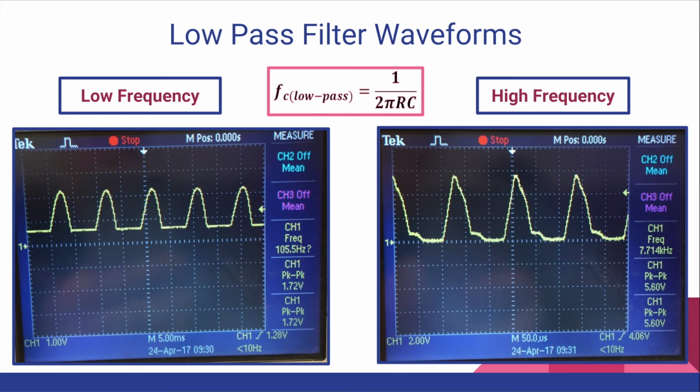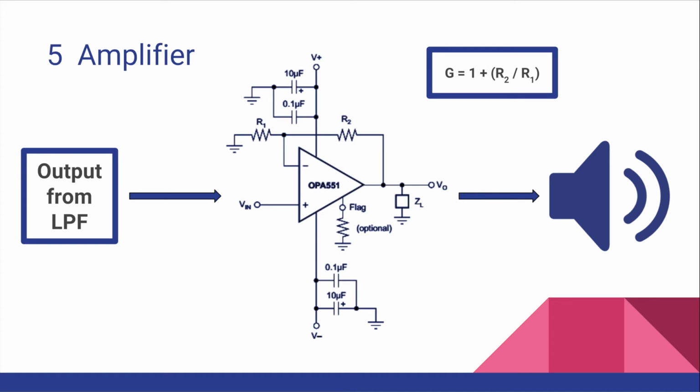So from here it will be passed on to the amplifier, and it's basically a non-inverting amplifier which goes by the formula of 1 plus R2 over R1. From here on it goes on to the speaker.